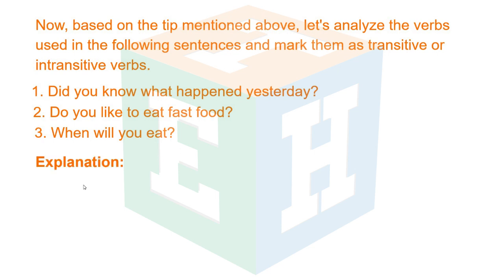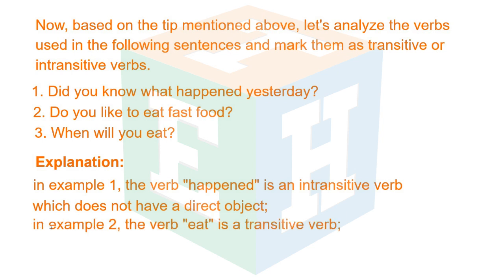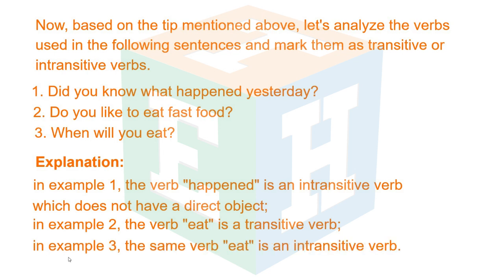Explanation. In example 1, the verb happened is an intransitive verb which does not have a direct object. In example 2, the verb eat is a transitive verb. In example 3, the same verb eat is an intransitive verb.